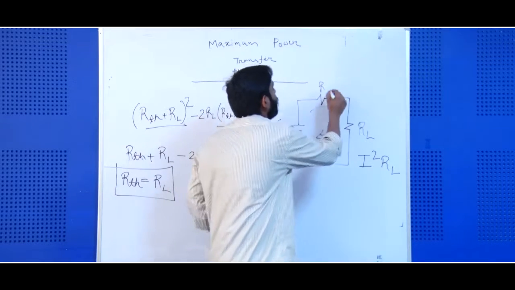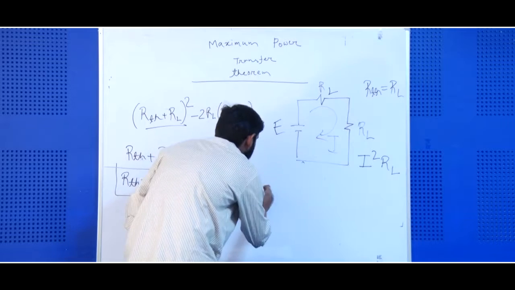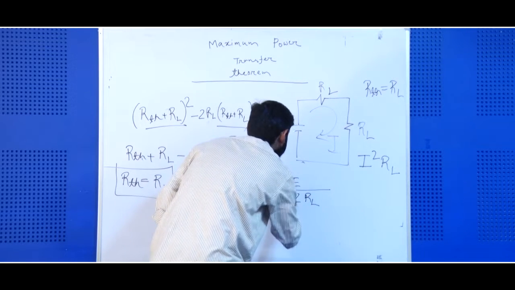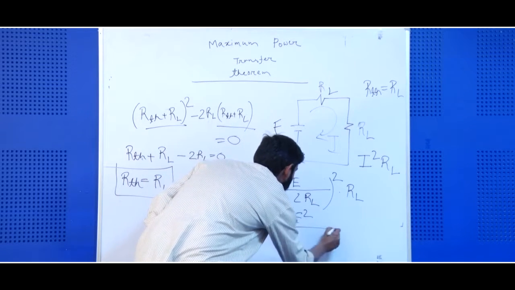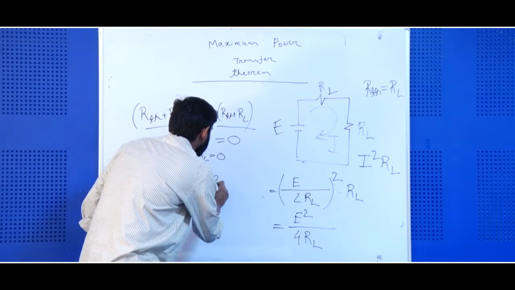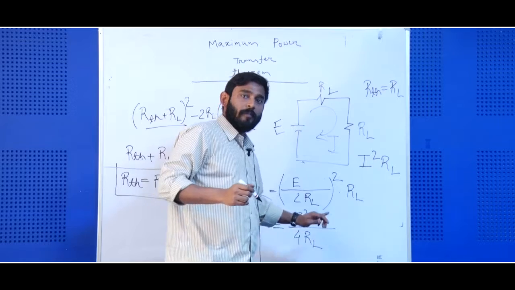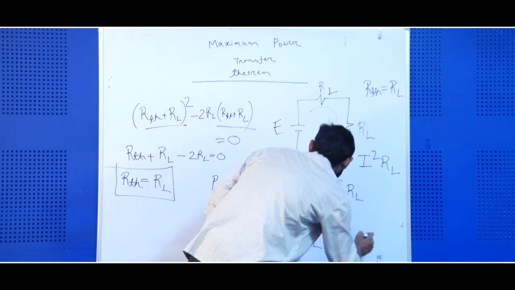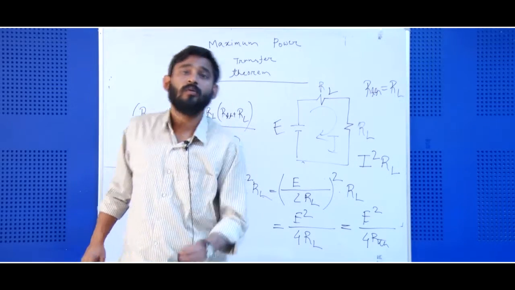If we replace this RTH by RL, as RTH is equal to RL in this case, then the total current becomes equal to E by 2 RL, whole square into RL. So, that is nothing but E square by 4 RL. That is not the current, rather that is the power P max, I square into RL. So, that is the value of the maximum power that you may get out of any circuit, E square divided by 4 RL, or in other words you may also write it as E square by 4 RTH, as RL is equal to RTH in this circuitry.